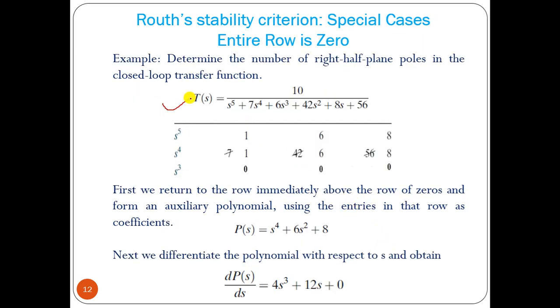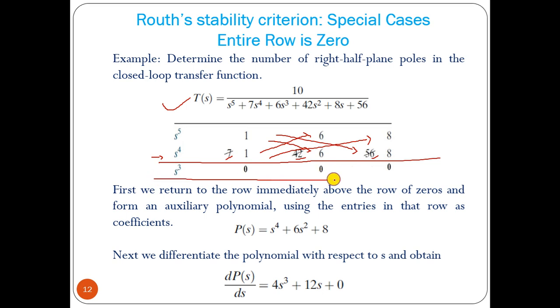Now say this is your transfer function. In the first two rows we have to put all the coefficients alternately. So 1, 7, 6, 42, 8, 56. This row I can divide by 7, so this is 1, 6, 8. Now if you find the next row value, that is 6 minus 6 by 1, 0. Then it is 8 minus 8 by 1, so 0. So we encounter a row of zeros.